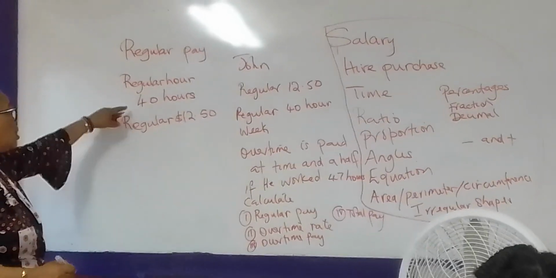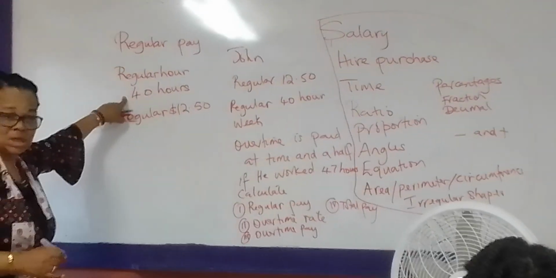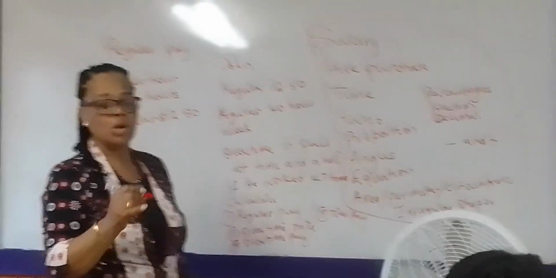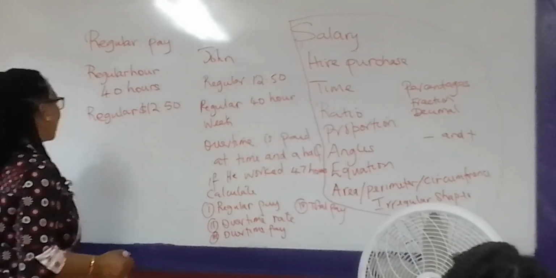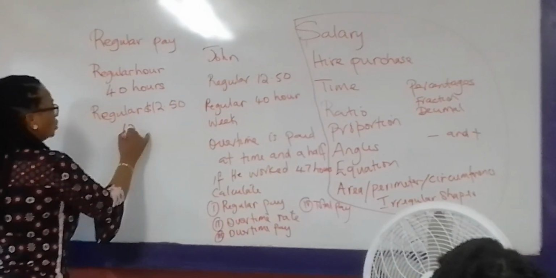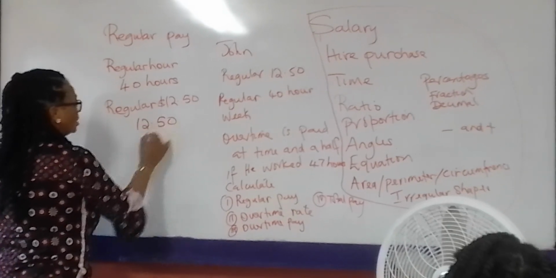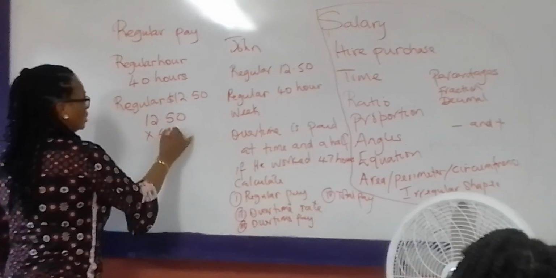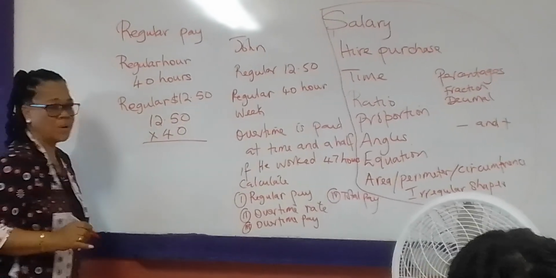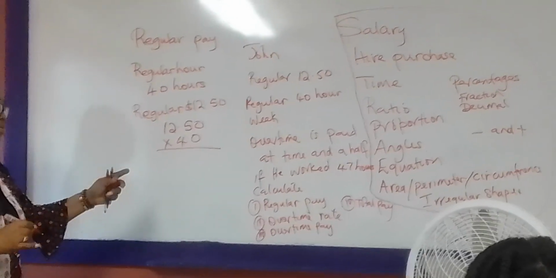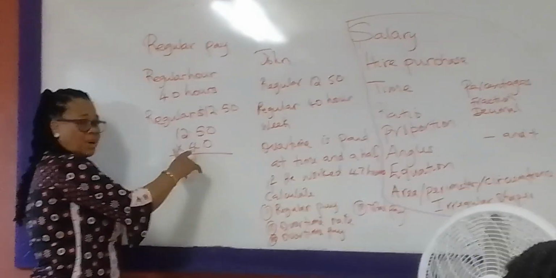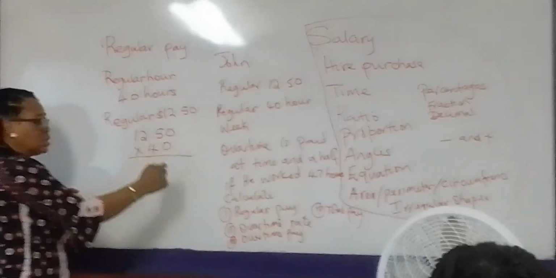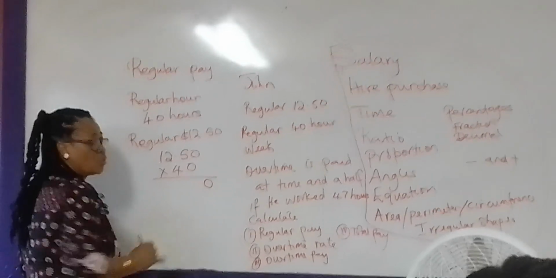His regular hour is 40 hours. His regular rate is $12.50. And so I am now going to multiply $12.50 by 40. I put the 40 at the bottom because it's going to be easier for me to multiply, because this is a zero. When I'm multiplying with a number that has only one number and a zero, all I have to do is put this zero right here.